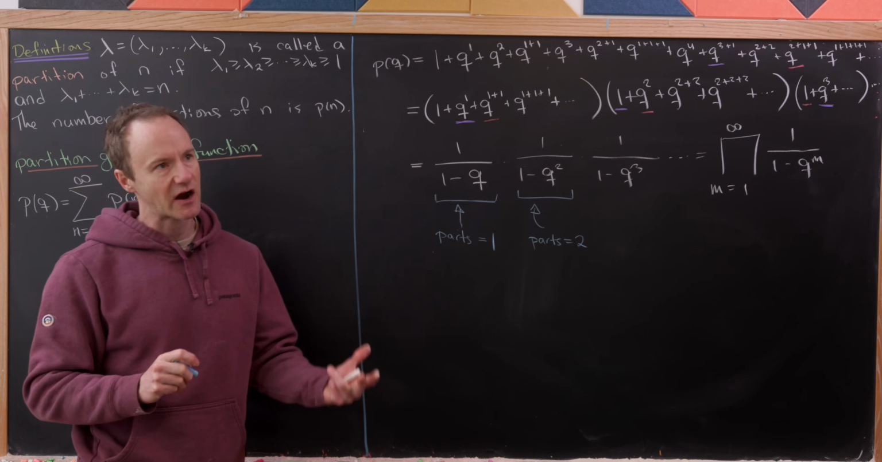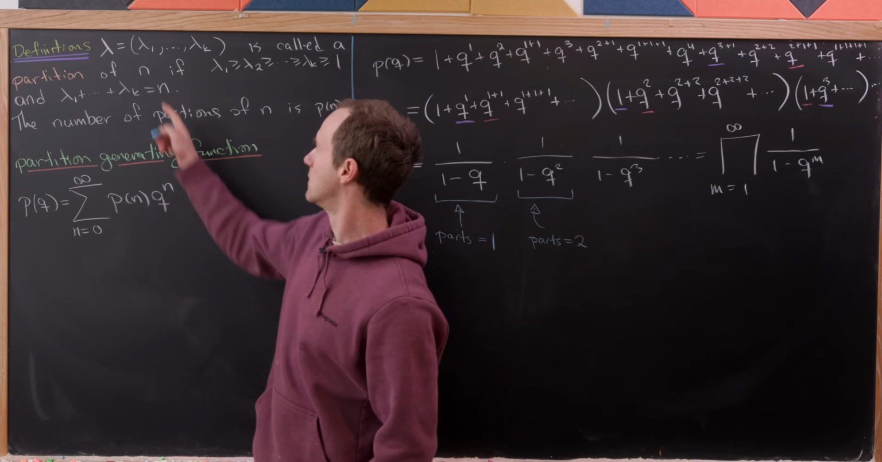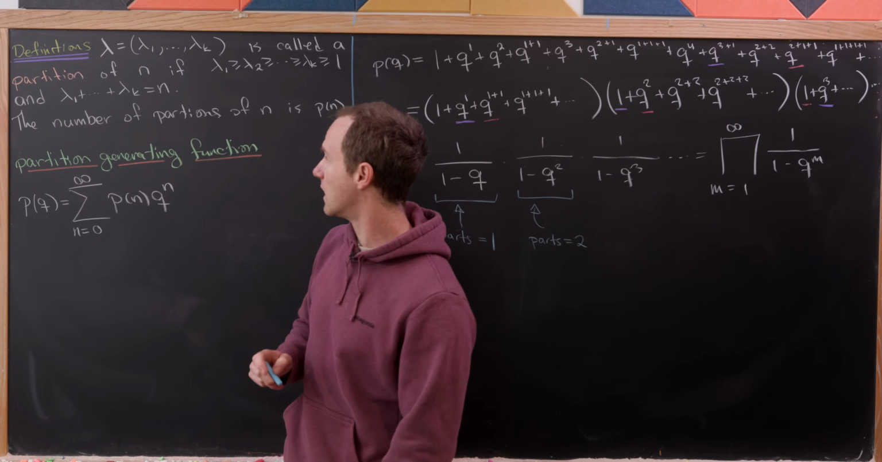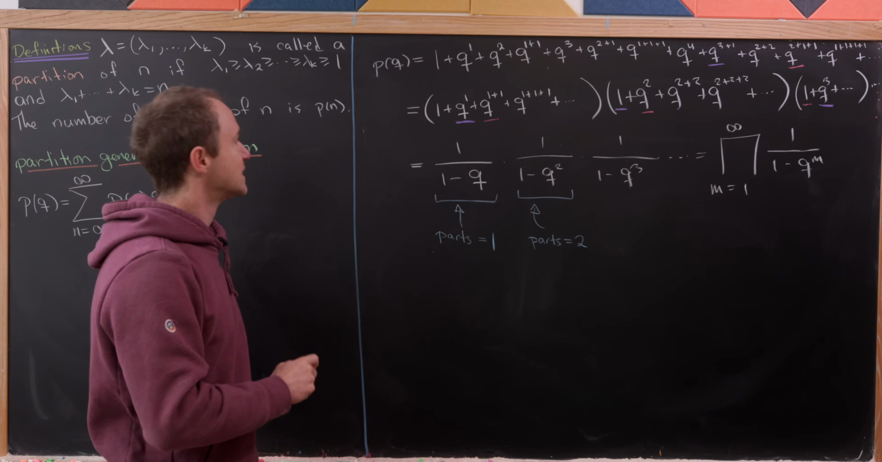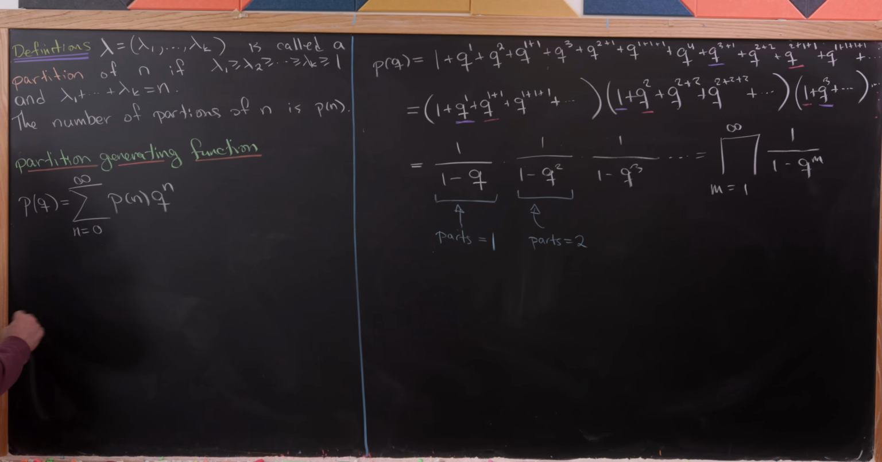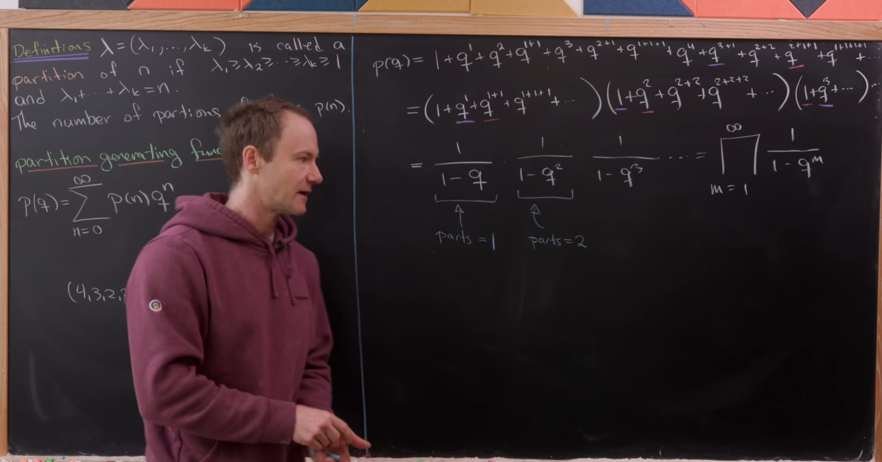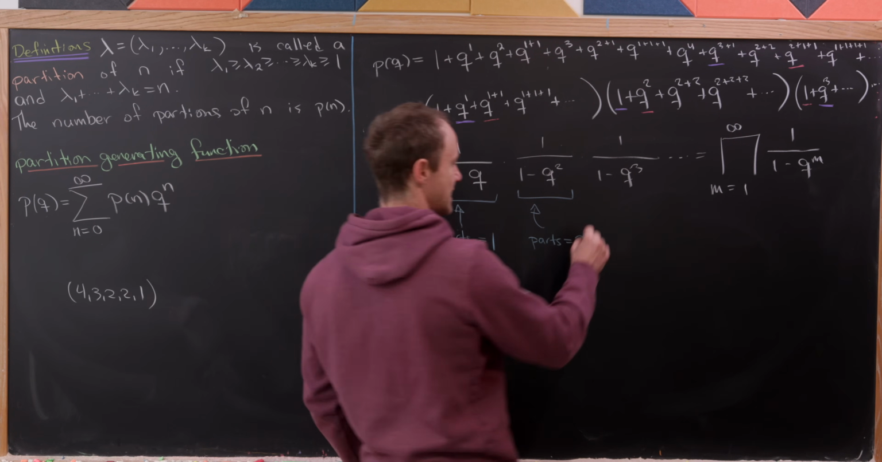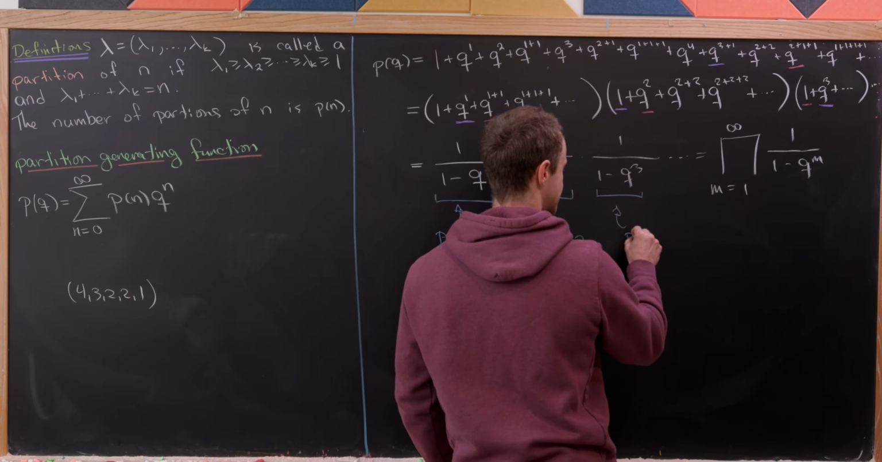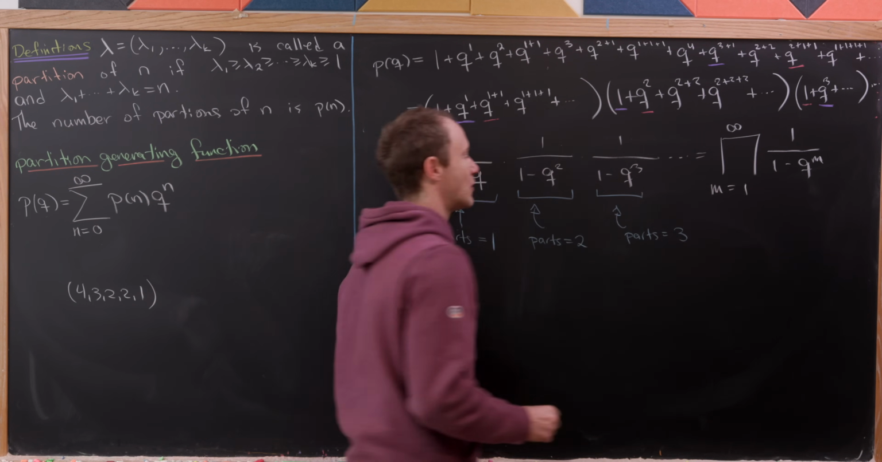I guess I haven't carefully proven what a part of a partition is, but one of these lambda i's is a part of our partition lambda. So for instance, if we go over here and look at perhaps 4, 3, 2, 2, 1, which is a partition of, let's see, 11, notice it's got a part equal to 4, a part equal to 3, 2 parts equal to 2, and 1 part equal to 1. So that's how we would say that. Okay, and then this one right here controls the parts equal to 3, and then so on and so forth.